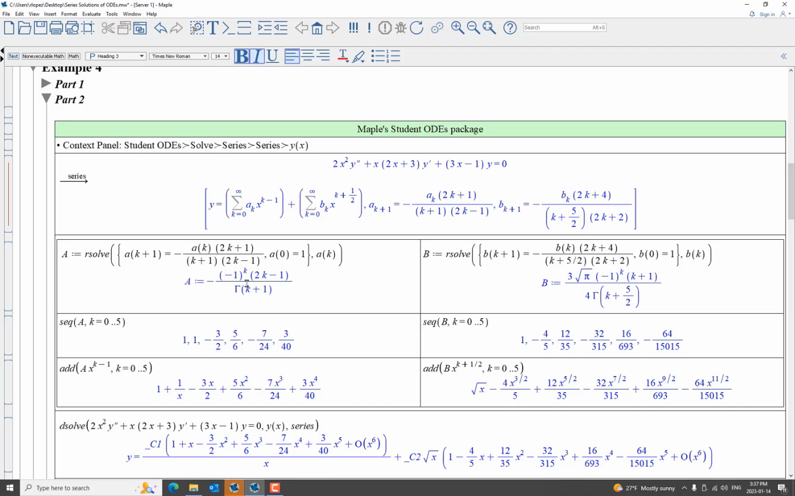Turns out that rsolve, Maple's rsolve command, recursion solve, will produce the general form for the AKs. And here is a sequence of the values you get. And if you add those times powers of x, you get this series. And you do the same thing here with the other recursion, the beta one, the B, and you see these values pop up. And if you add b times x to the k plus 1/2, you get this series with the square root.